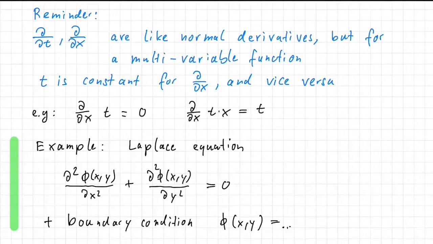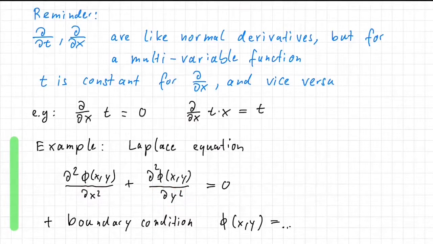Now, to show you a second example, that could be the Laplace equation. That is a common equation in electrodynamics, which looks like this. I have some function phi, which describes the electrostatic potential. And the equation is that the second order derivative with respect to x plus the second order derivative with respect to y equals 0.